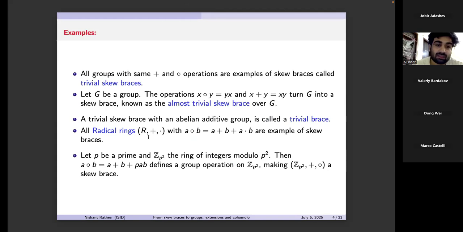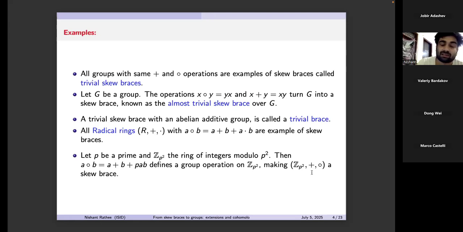One more example. Let P be a prime number, and let Z_{P^2} be the cyclic group of order P square, the ring of integers modulo P square. Then you can define the circle operation to be a circle b is equal to a plus b plus P a b. And then this defines a group operation over Z_{P^2}, making this a skew brace. So these are some examples of skew braces.